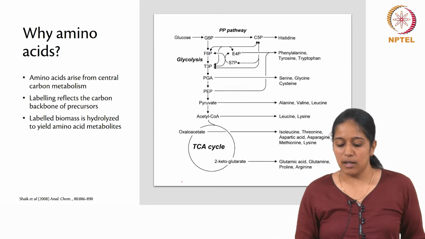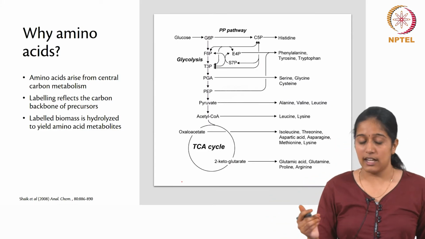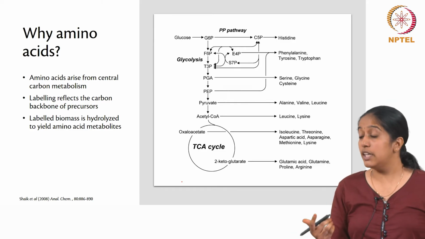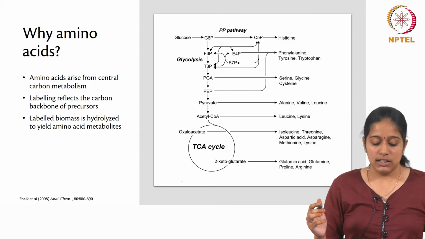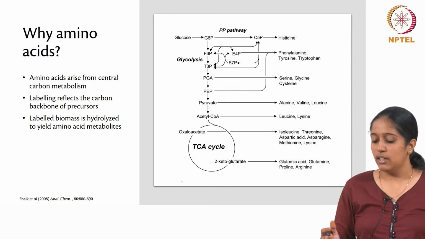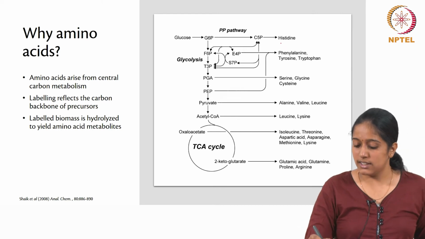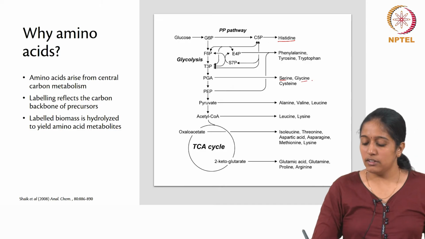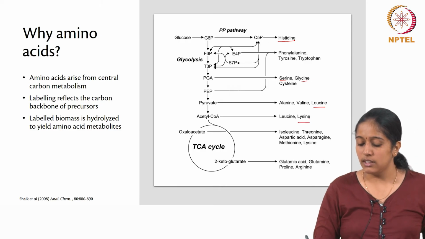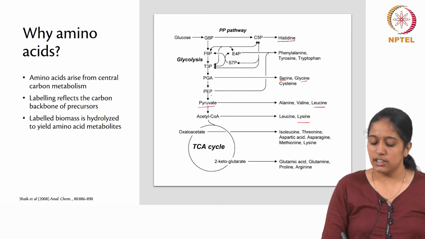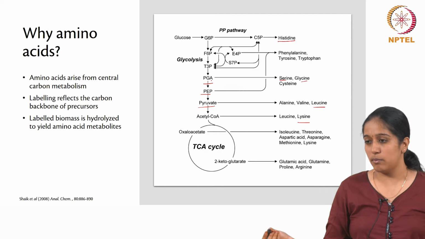While I was talking about taking samples and analyzing the biomass, I was very specific about amino acids. So, why should I talk about amino acids? This is because these amino acids arise from central carbon metabolism. When you take these samples, like histidine, serine, glycine, all of these are a part of central carbon metabolism. And when you find out the labeling patterns of these amino acids, they serve as a proxy for identifying the fluxes of different central carbon metabolites.